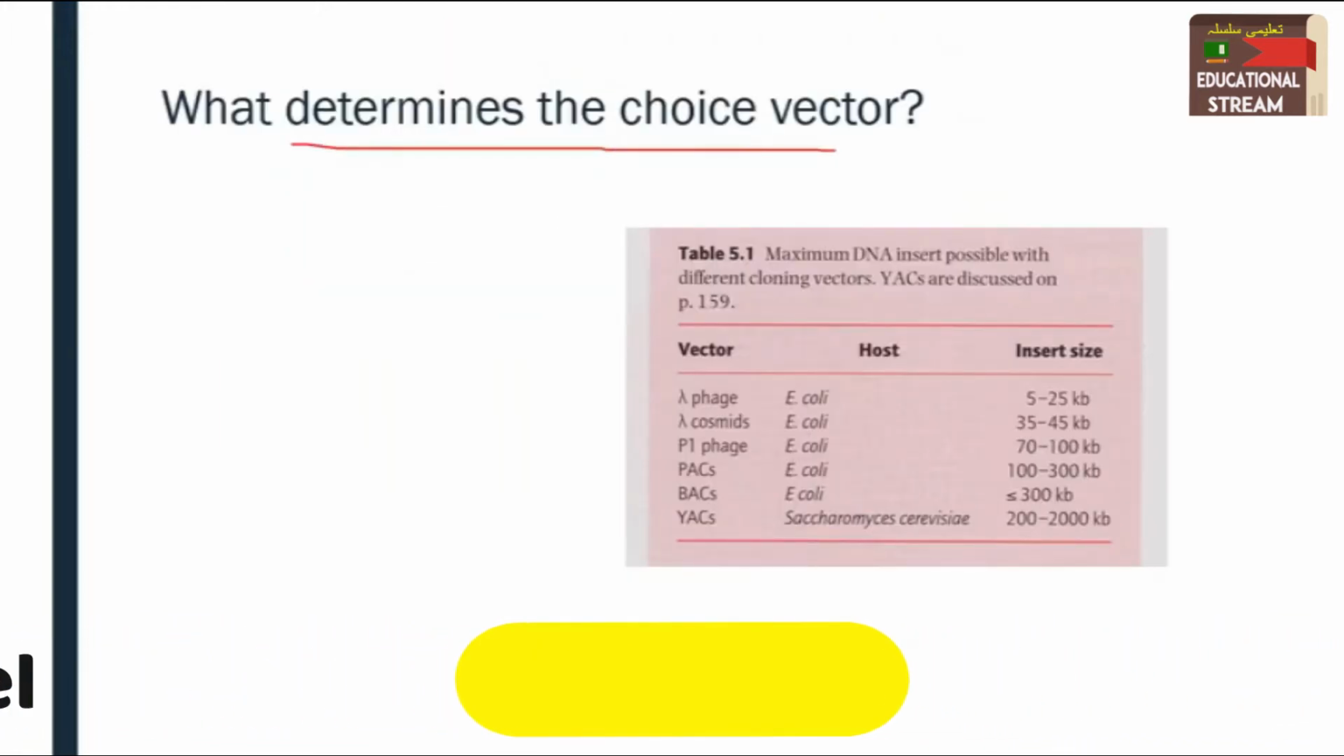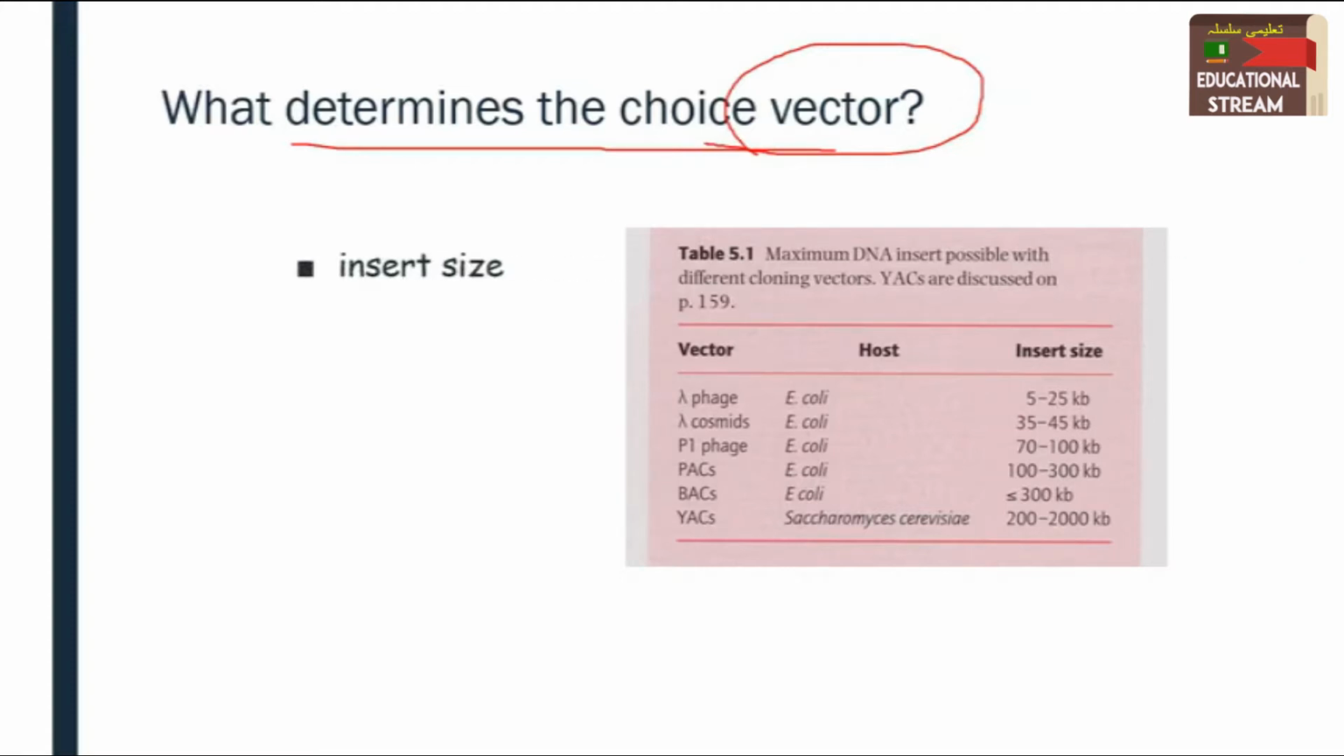So, on what basis do we choose a vector and a host organism? There are several important characters. For instance, we should know the insert size. What is the insert size? On the basis of the insert size, we choose the vector. As you can see, for all of these vectors the host organism is E. coli, that they can be cloned into E. coli. And if we are using the YAC vector, then we have to use the Saccharomyces cerevisiae host.